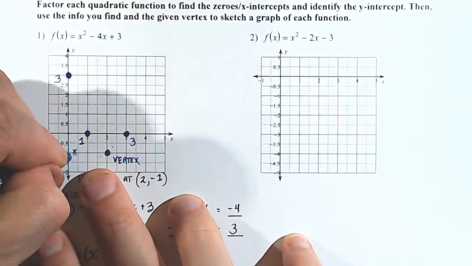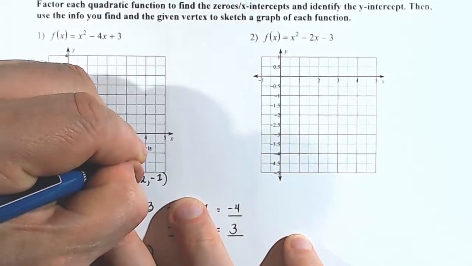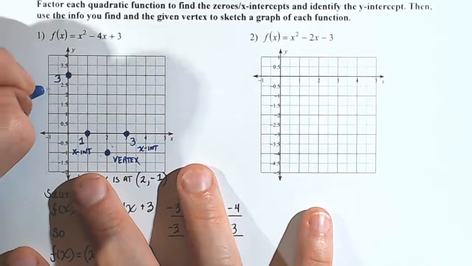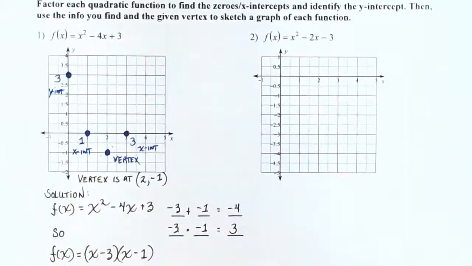So this 1 here, this is an x-int. So this 3, this is an x-int. And this 3 over here, this is the y-int. Get all your points labeled so you know what they are.